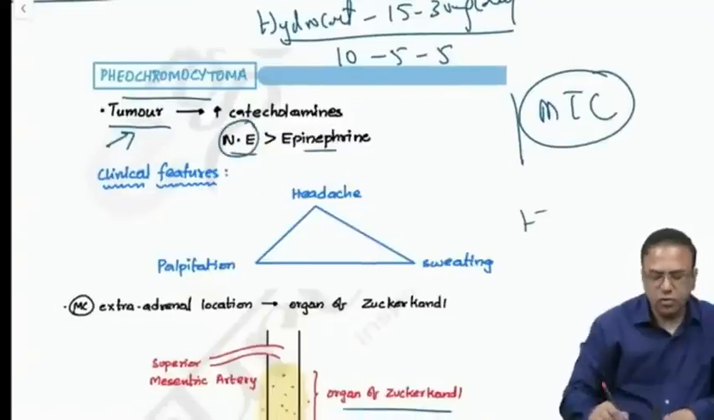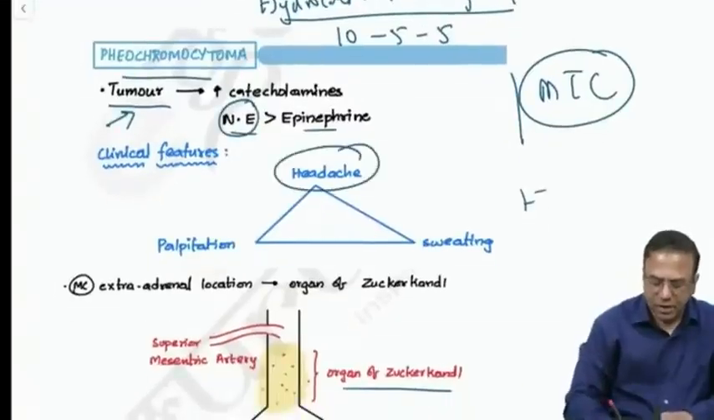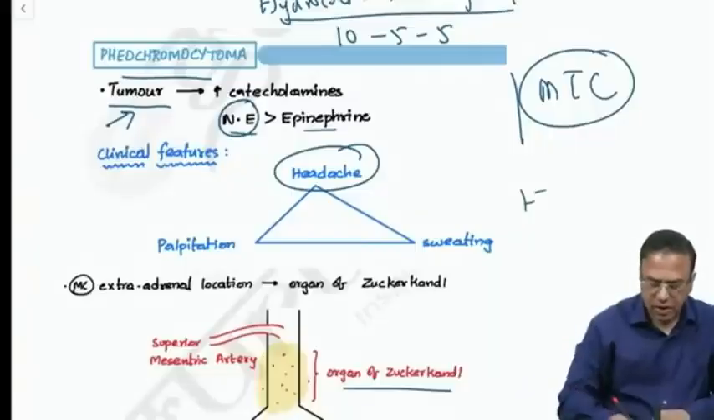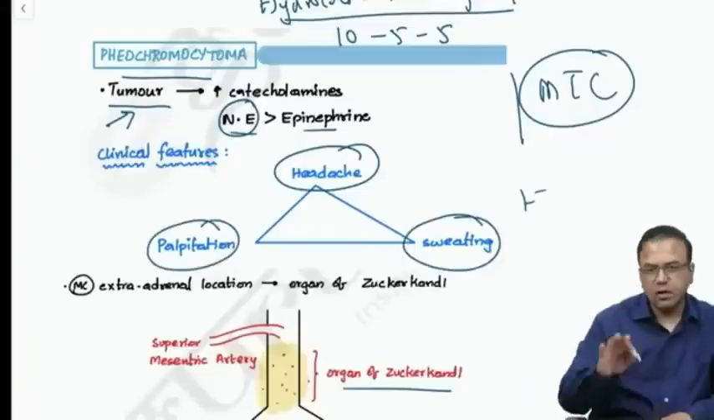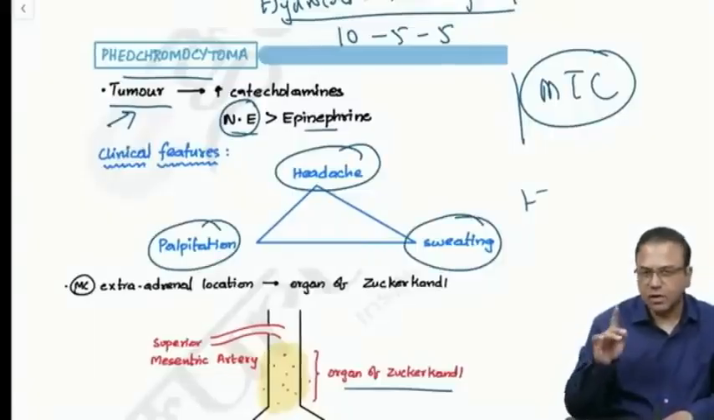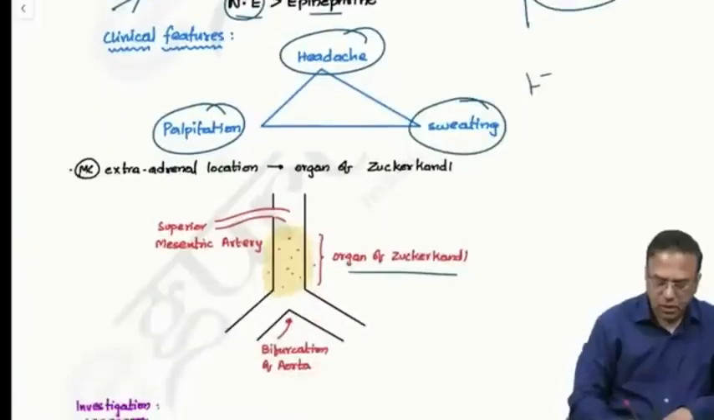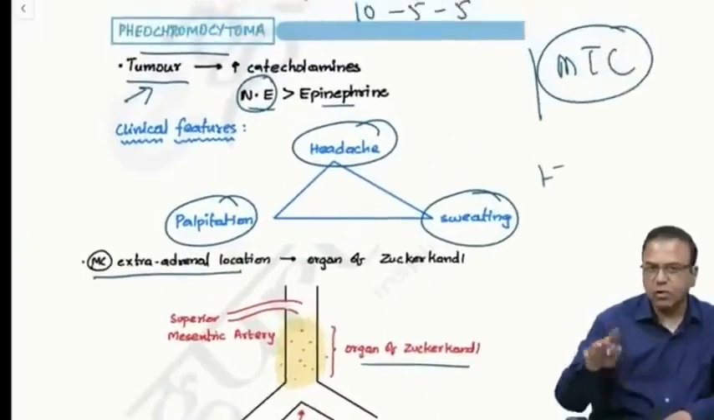Remember, most pheos produce norepinephrine. The classical triad in our exams is headache, palpitation, sweating. These three things you're seeing: headache, palpitation, sweating. Classical triad of pheo.